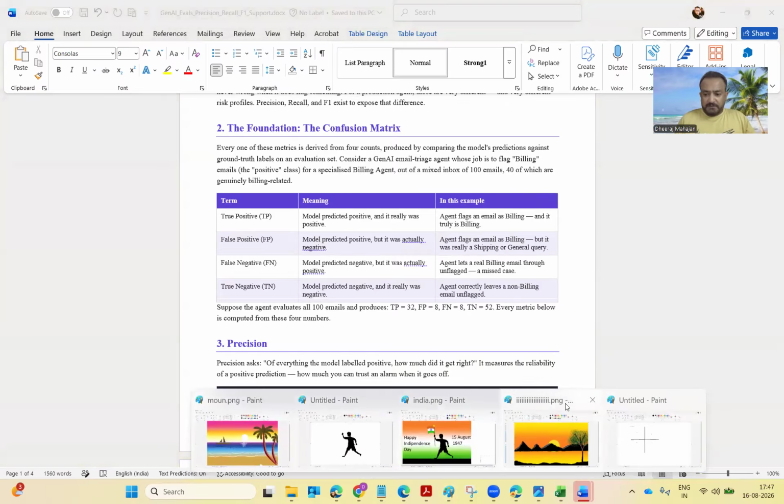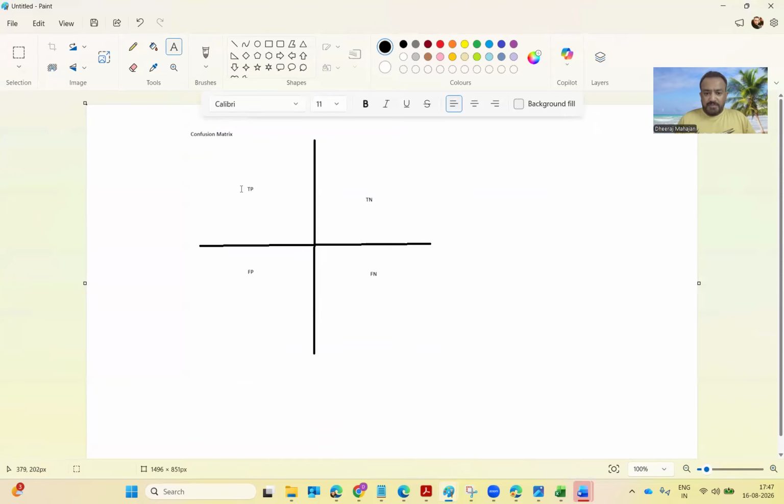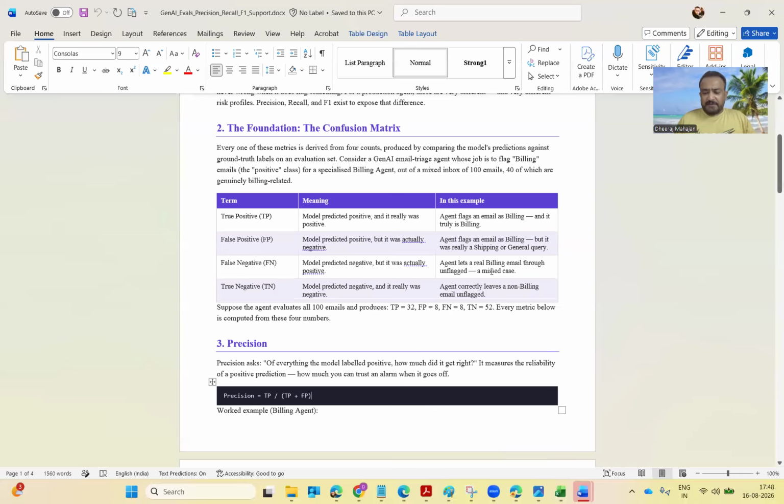Let me show you here. For example, you can see true positive, true negative, false positive, false negative. Model prediction and doctor prediction are the same. Here, the model predicted negative, the doctor predicted positive. True negative: the model predicted negative and it is actually negative. False negative: the doctor predicted negative but the model predicted positive. So these are the important parameters specifically considered while deploying agents.